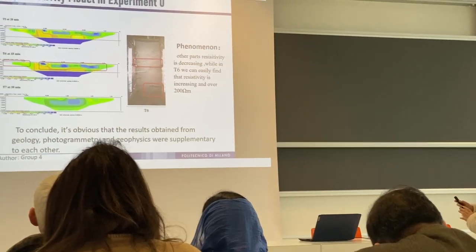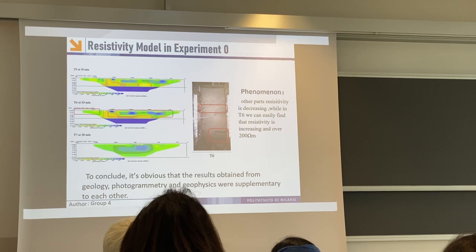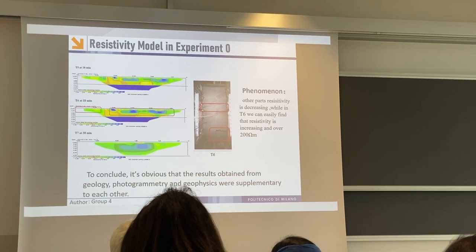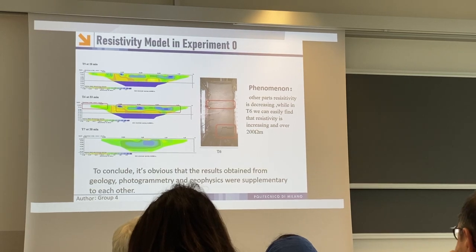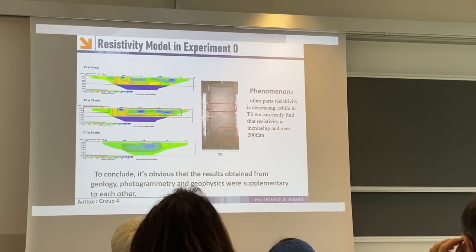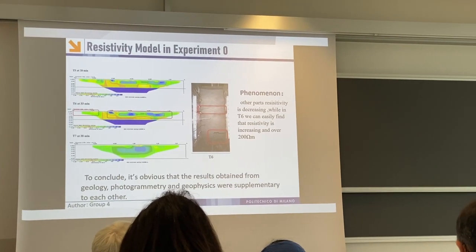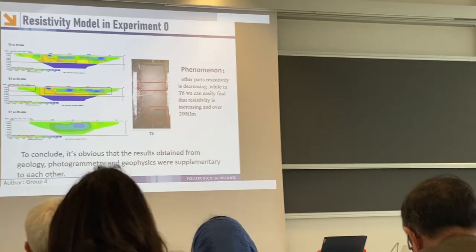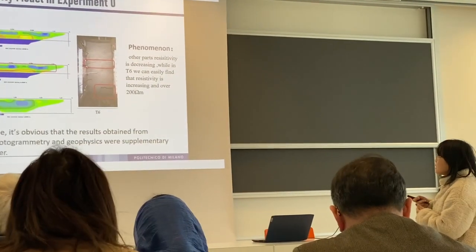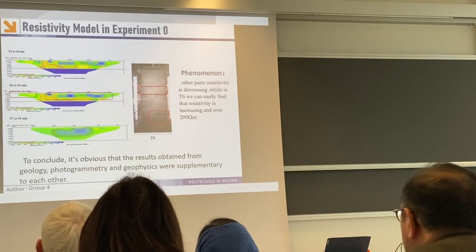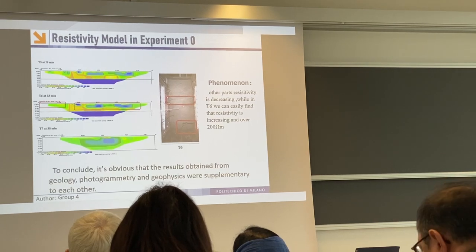And the resistivity model for experiment 0 is the same process as we explained before about experiment 1, but the main point we need to mention here is that during experiment 0, the cracks happen here. We can see, as we know, the electrodes are located here. So in that case, the electrodes record the data really well. We can see from here, the T6, the resistivity is really large here. This part also corresponds to the photogrammetry part.